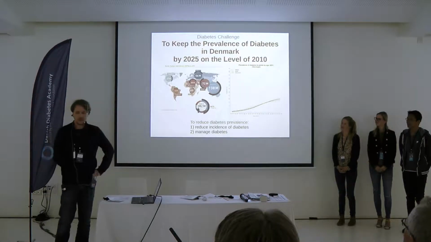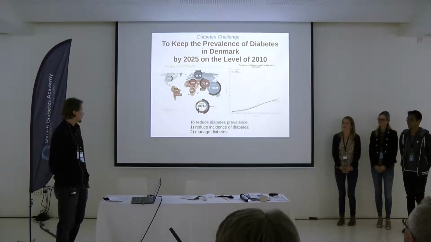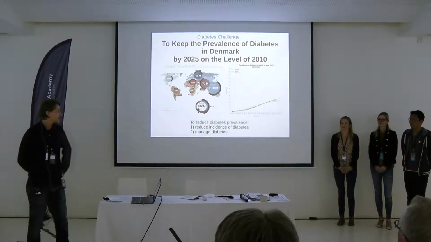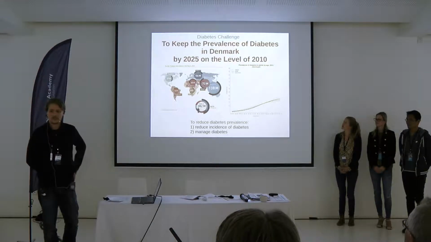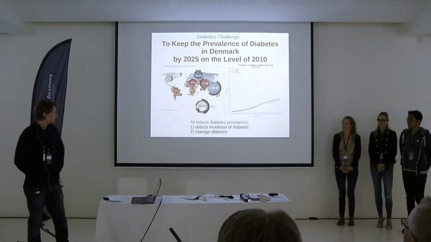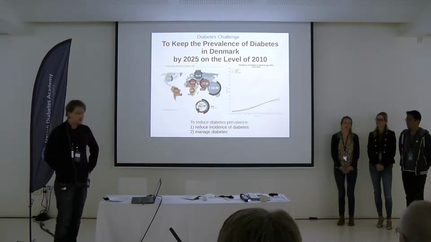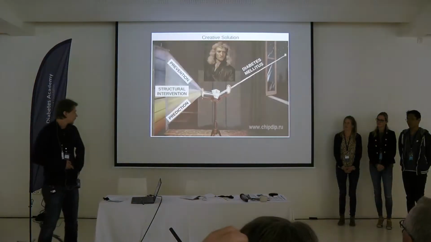And we got a diabetes challenge from Daniel Witte to keep the prevalence of diabetes in Denmark by 2025 on the level of 2010. So we know that diabetes prevalence is increasing all over the world, in Denmark as well, especially for older people. And there are only 2 ways to reduce diabetes prevalence. It's to reduce the incidence of diabetes or treat or manage diabetes somehow. There is no other way.